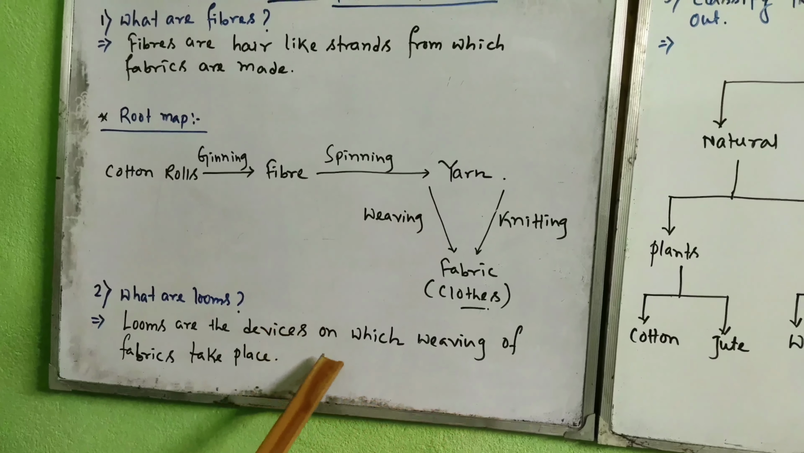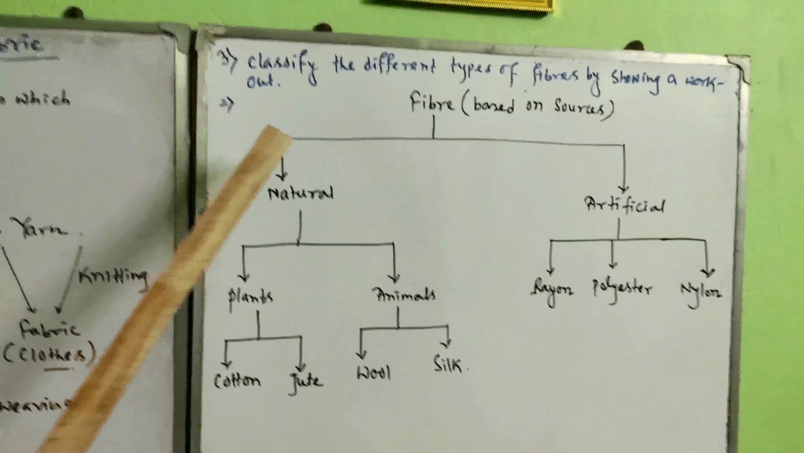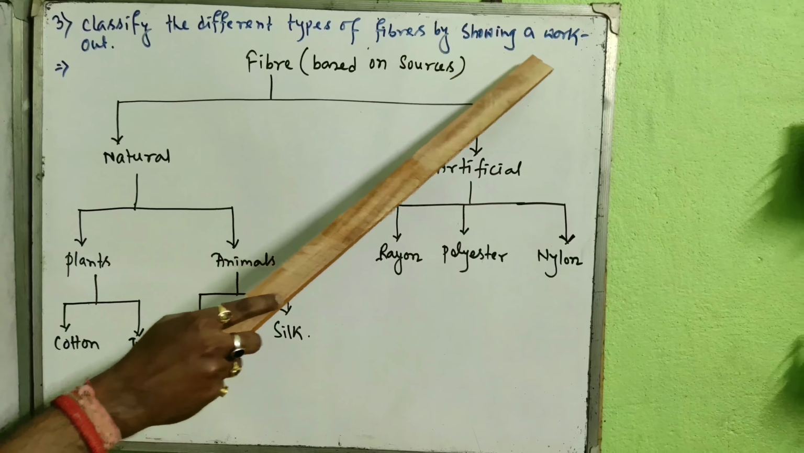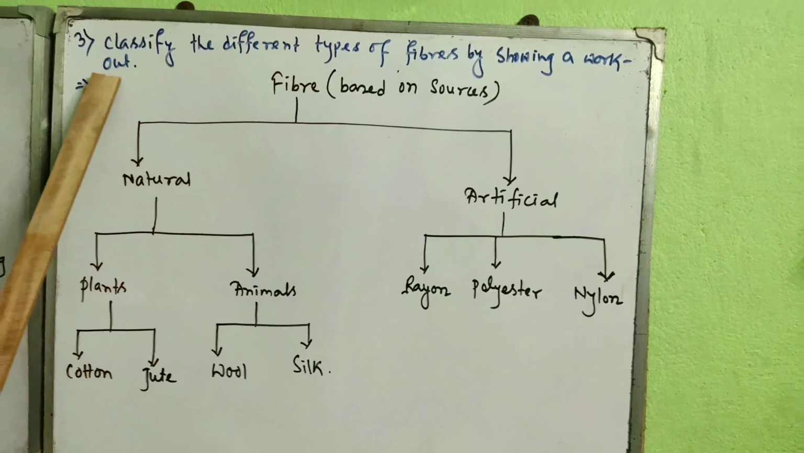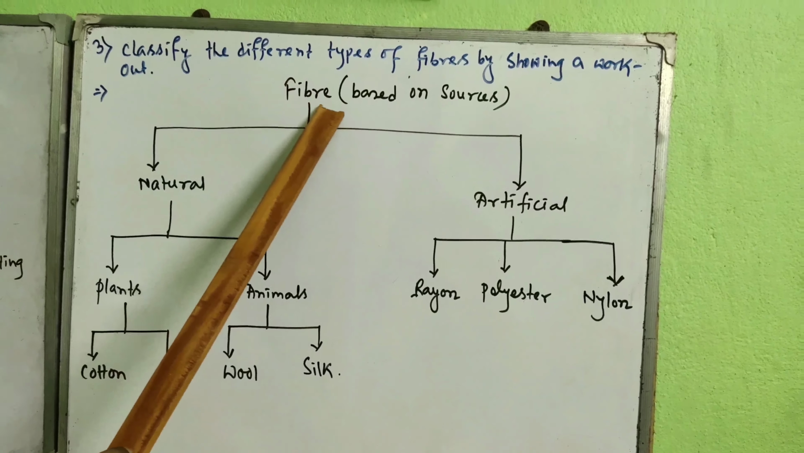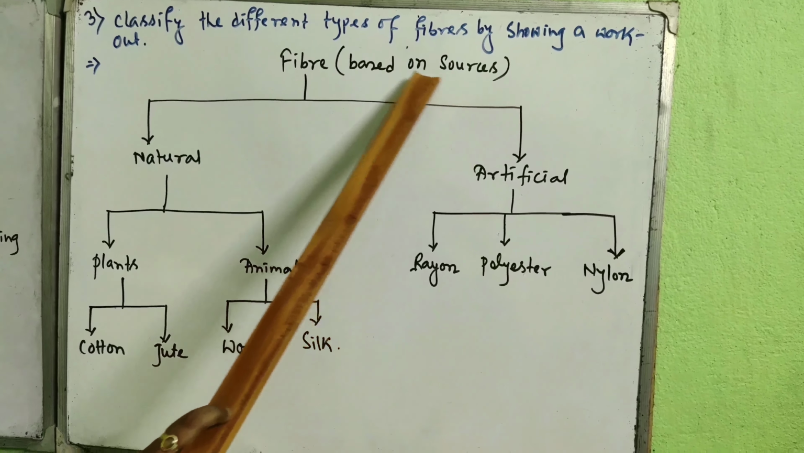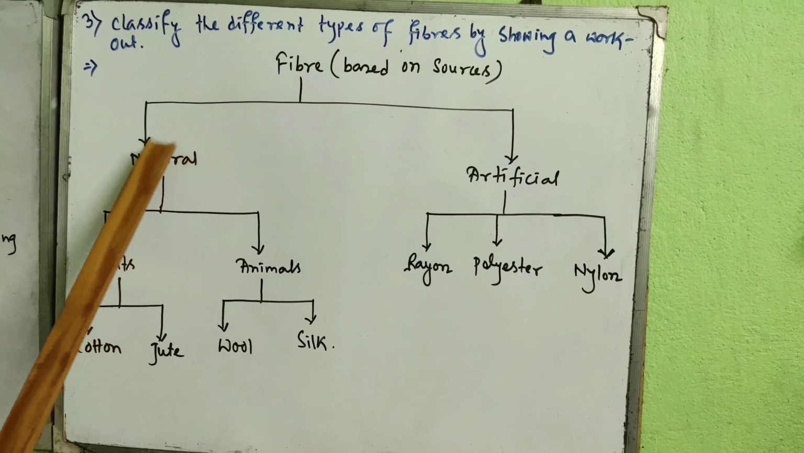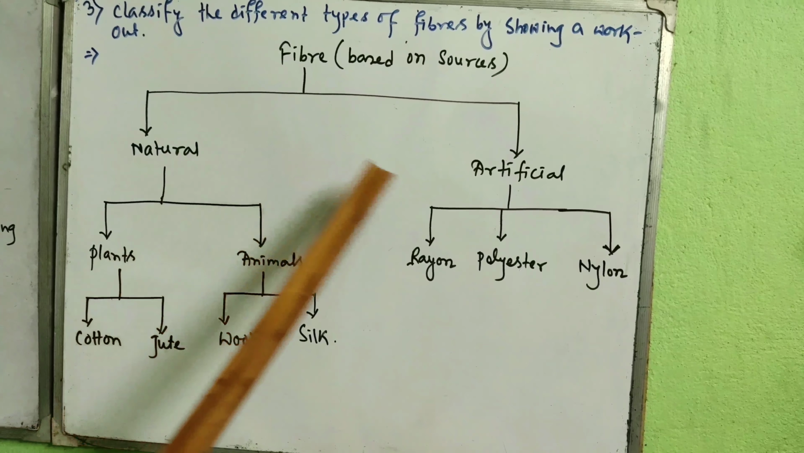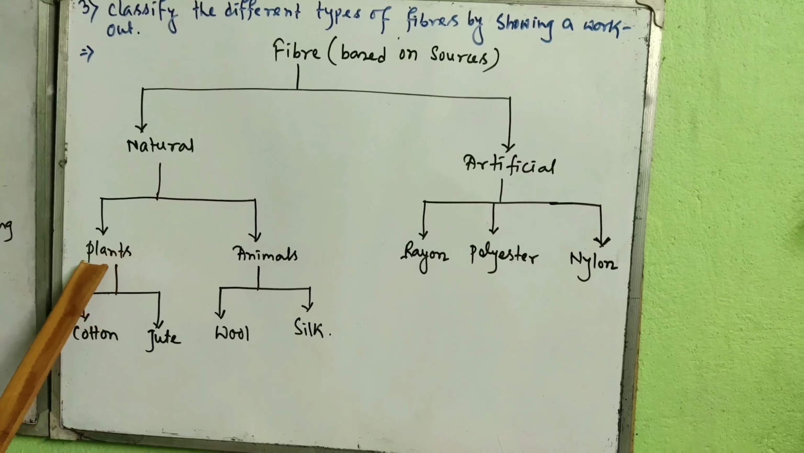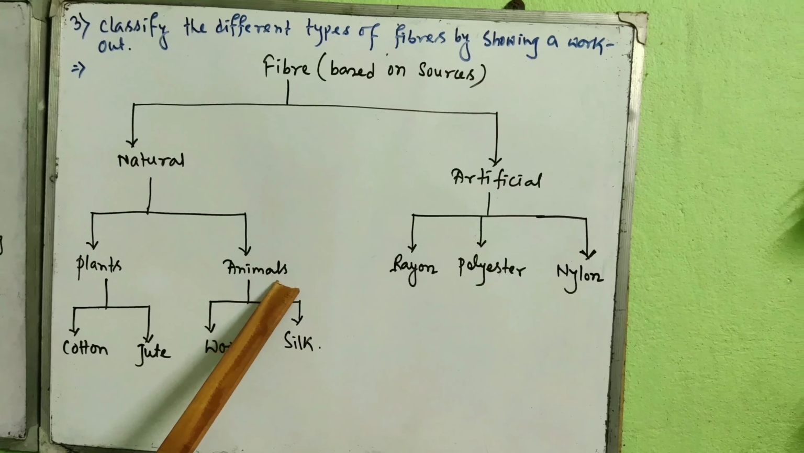Now come to the next important part, that is, classify the different types of fibers by showing a workout. First of all, we will learn the classification of fiber, first based on the sources. Two sources are there: one is natural source, another one is artificial source. In natural source there are two types: plant source and animal source.